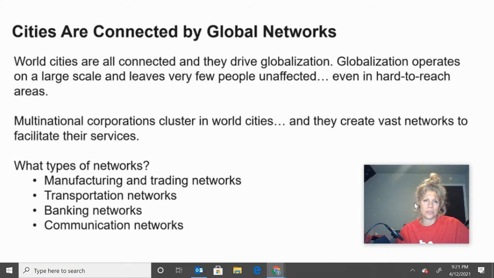So all these world cities are connected and they drive globalization. Globalization operates on a large scale and leaves very few people unaffected, even in the most hard to reach places. That is the power of some of these world cities. So let's look at some of these types of networks. I would list these in your notes out to the side of the networks on ways these cities can function at the top of urban hierarchy. So manufacturing and trading networks, transportation networks, banking networks, and even communication networks.